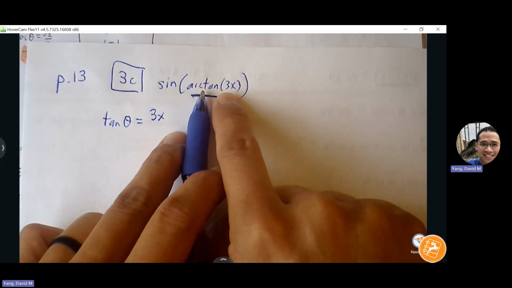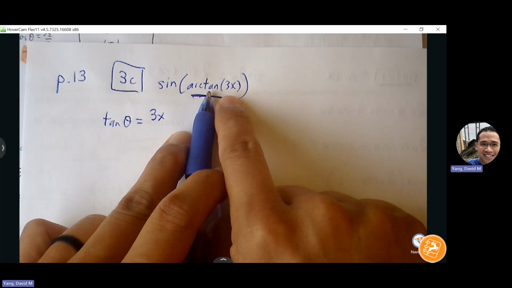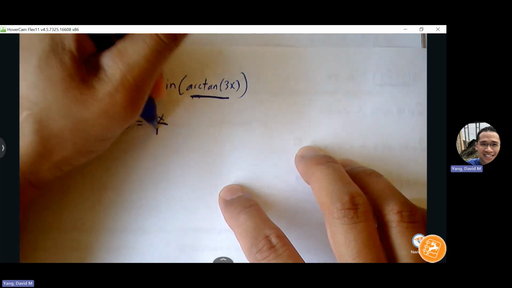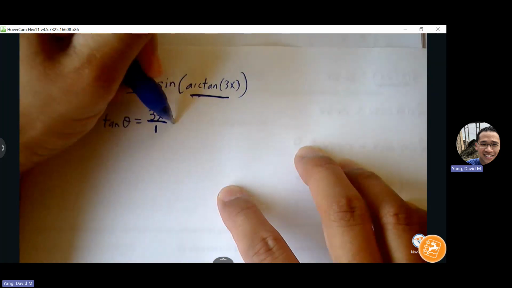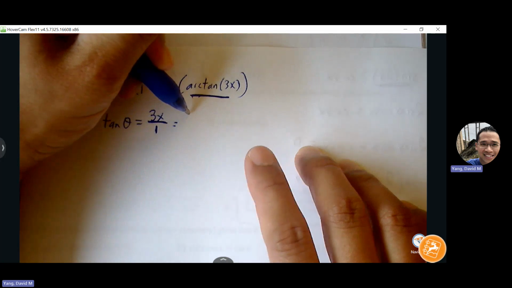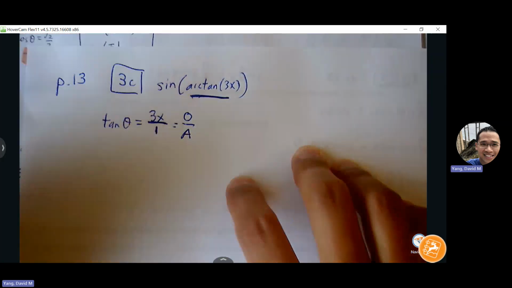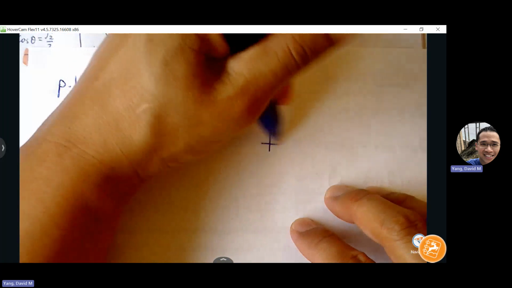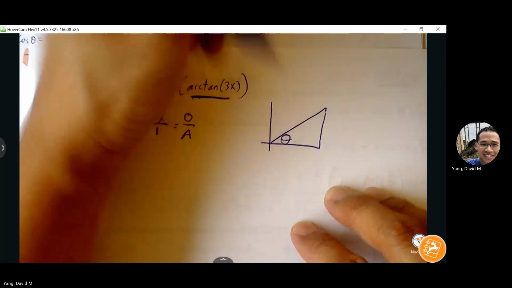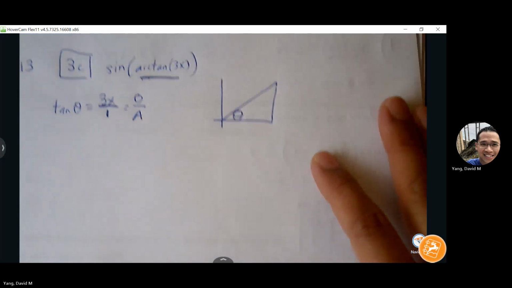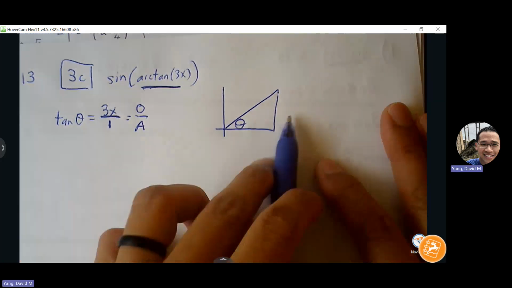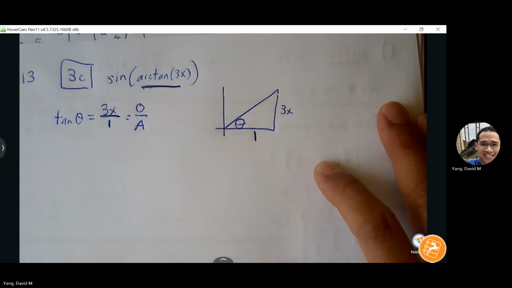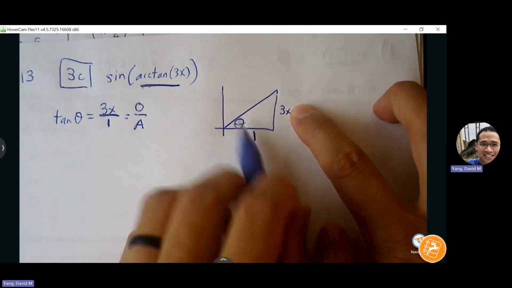And then if I go back from arc trig to trig function, I get tangent theta equals 3x. Now for 3x, I like to put a denominator there because we think in terms of ratio here. So the ratio for tangent, SOHCAHTOA, is opposite over adjacent. So we're going to create a triangle with this characteristic. I'm going to draw a triangle here in the first quadrant. Tangent is opposite over adjacent, so 3x is my opposite. Adjacent is my 1.